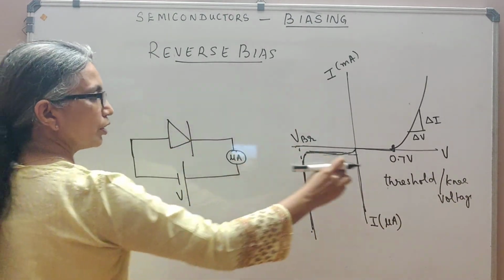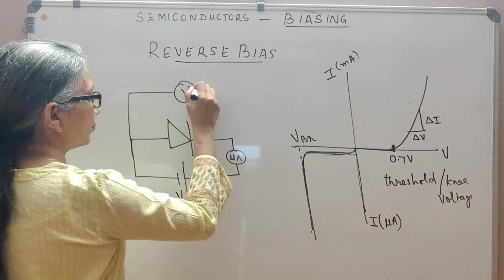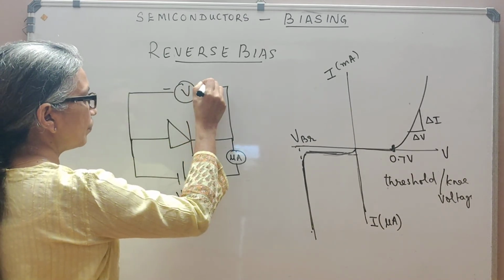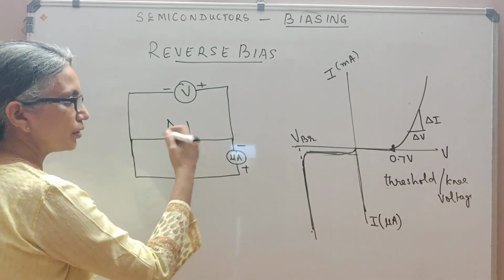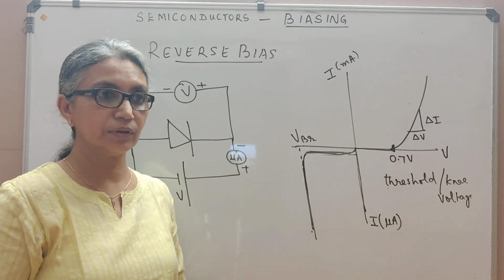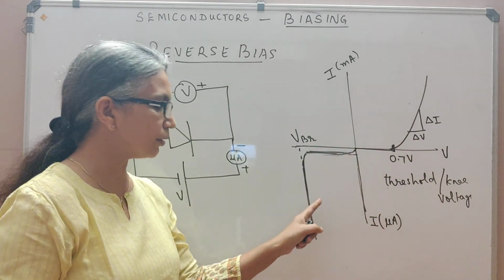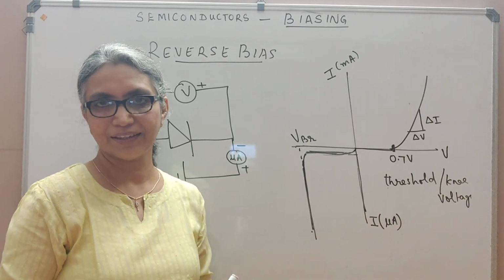And to measure the voltage here, we have a voltmeter in parallel. Because this is a negative terminal, we have negative here, positive here, and positive here and negative here. So this circuit diagram you need to know, before you draw the forward characteristic and the reverse characteristic of a semiconductor diode. Thank you.